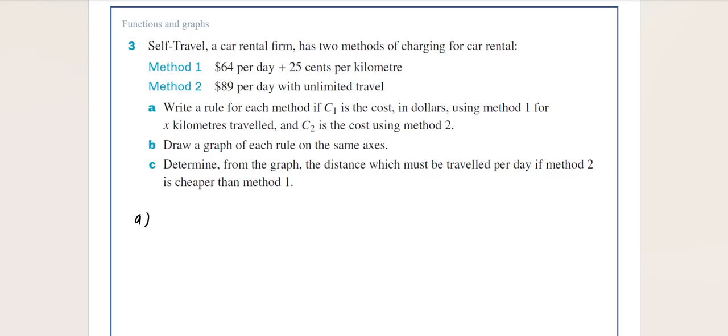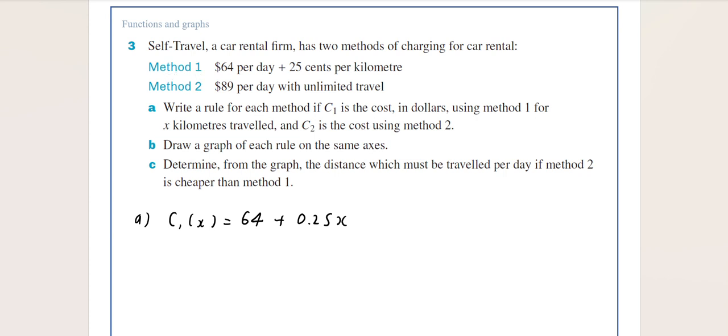C1 is going to be C1 of X, depending on X. It's going to cost $64 per day, so just a flat $64, plus an additional 25 cents or $0.25, times X, which is the kilometers that they travel. So since the 64 is in dollars, the 25 has to be in dollars as well, 25 cents being 0.25. That's why it's written in that particular way. So this is our first cost function. This was method number 1.